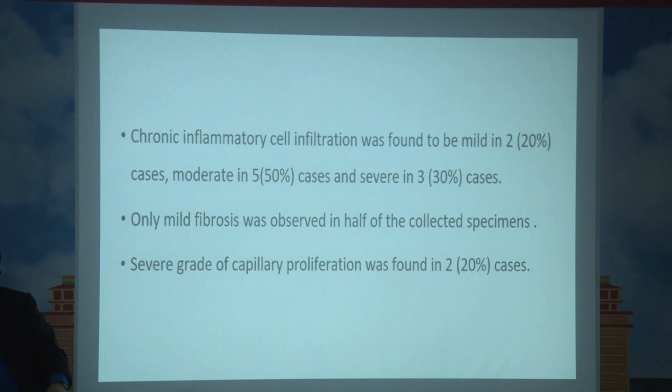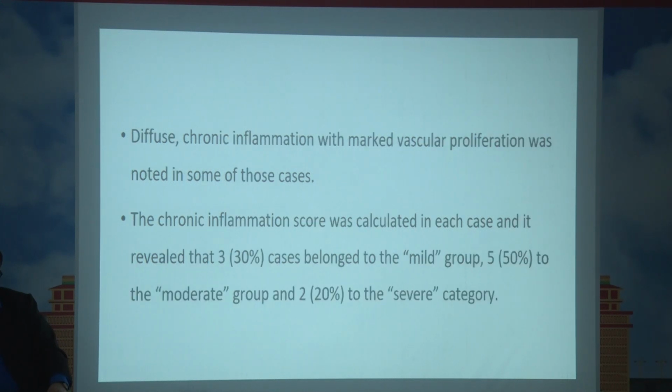Chronic inflammatory cell infiltration was found to be mild in 2 cases, moderate in 5, and severe in 3 cases. Only mild fibrosis was observed in half of the collected specimens. Severe grade of capillary proliferation was found in 2 cases. Diffuse chronic inflammation with marked vascular proliferation was noted in some of those cases.